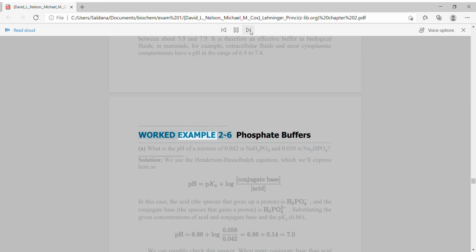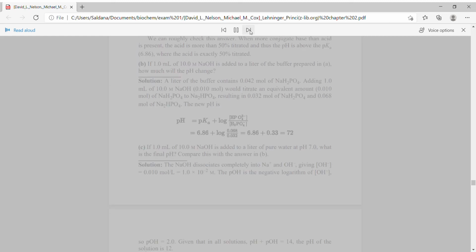Worked example. A. Solution. In this case, we can roughly check this. B. If 1. Solution. C. If solution. So pH equals.